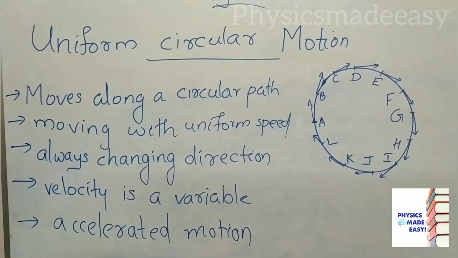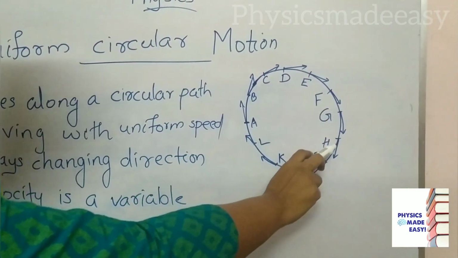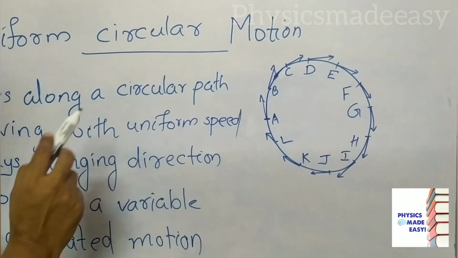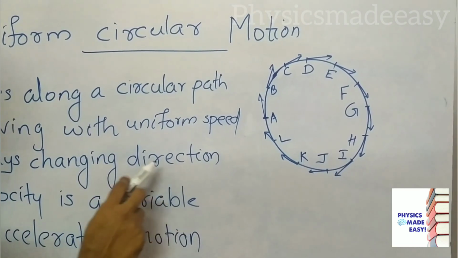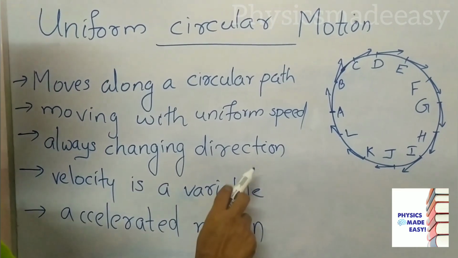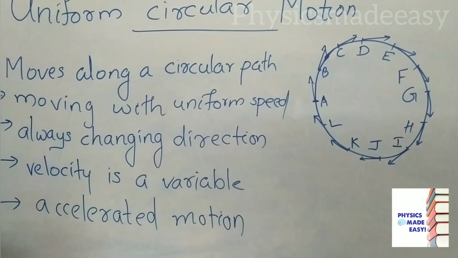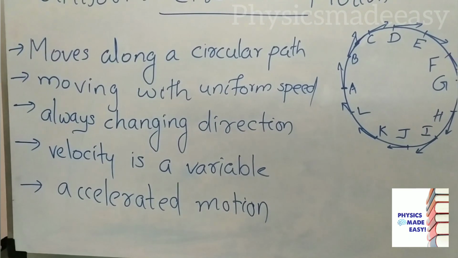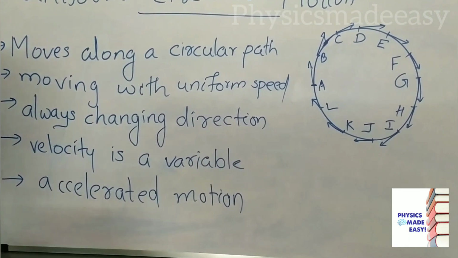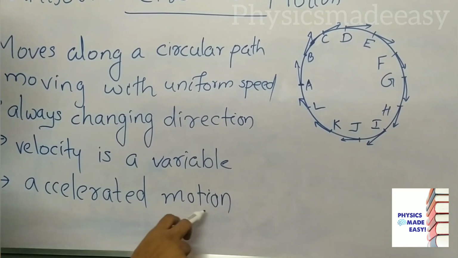But children, here the direction of that object is always changing. So here speed is constant, direction is always changing. So here we can say the velocity of that object is variable. If velocity is changing, we can say that motion is accelerated motion. Here this motion is an example of accelerated motion.